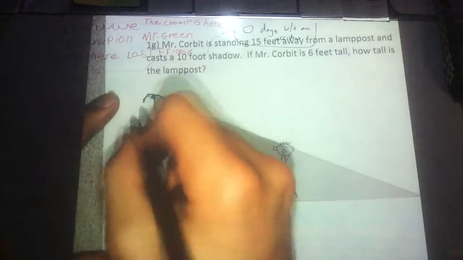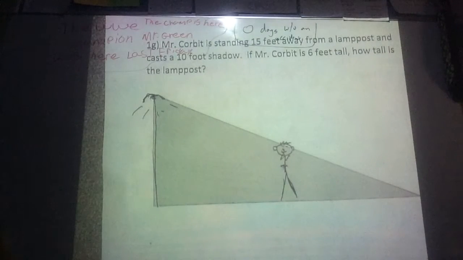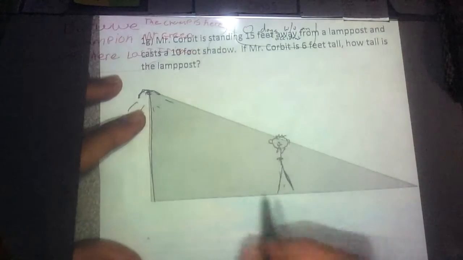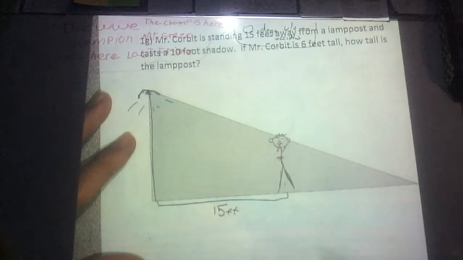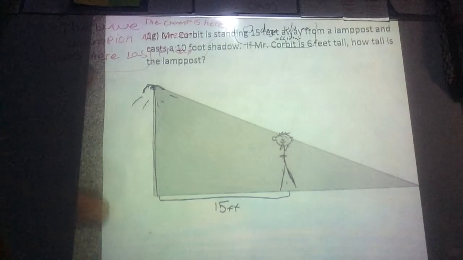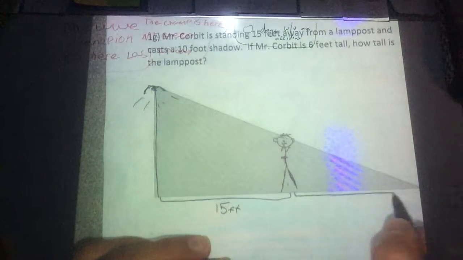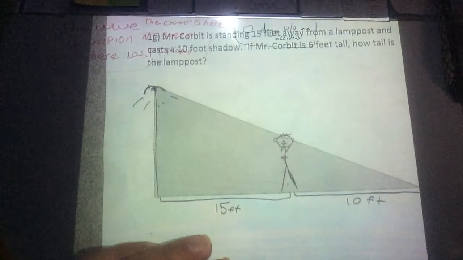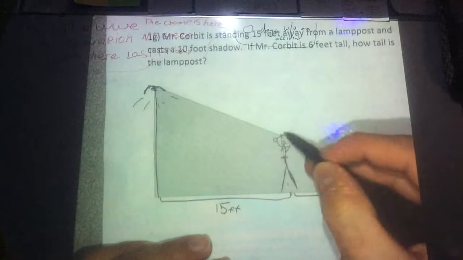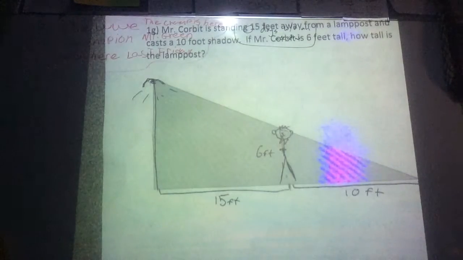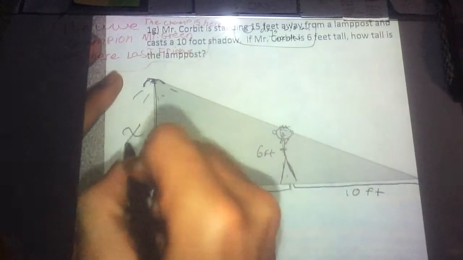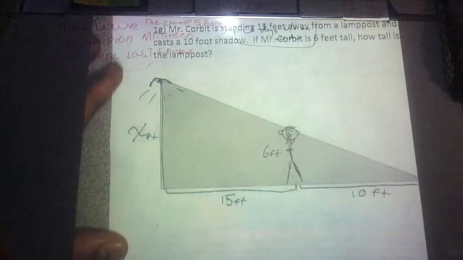I don't know how to draw a lamppost. There's my lamppost with some light coming off. Okay. I didn't go to art school. So lamppost, and here's Mr. Corbett. Mr. Corbett is standing 15 feet away from the lamppost, and he casts a 10-foot shadow. Now, if Mr. Corbett, this distance right here, is 6 feet tall, I'm approximately 6 feet tall, how tall is this lamppost? So this is what we're solving for here, x feet.